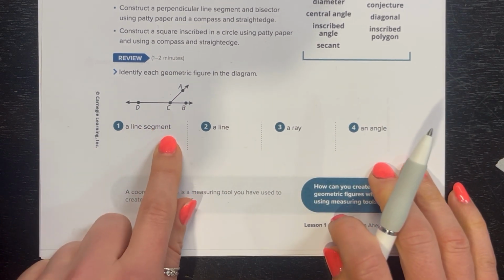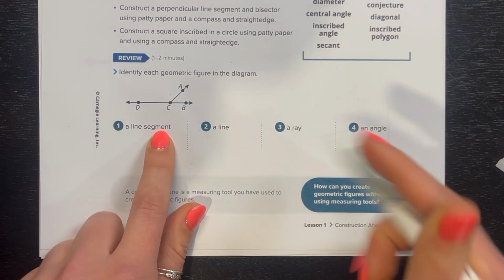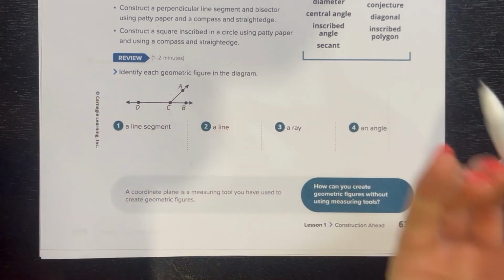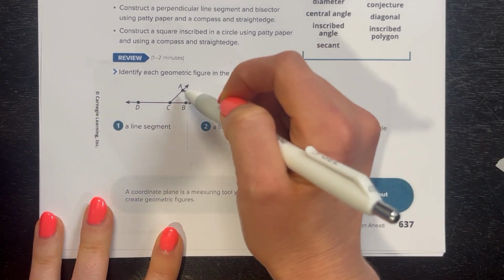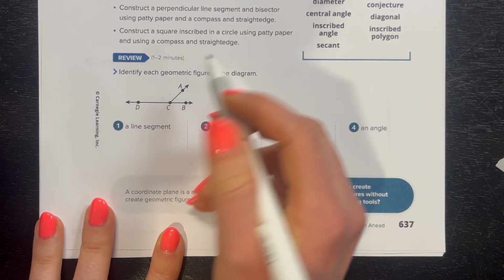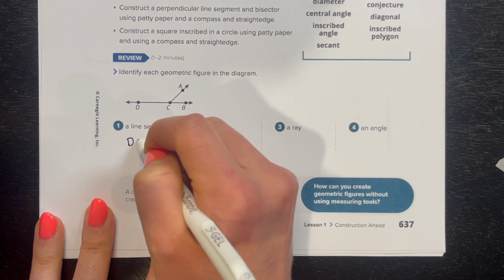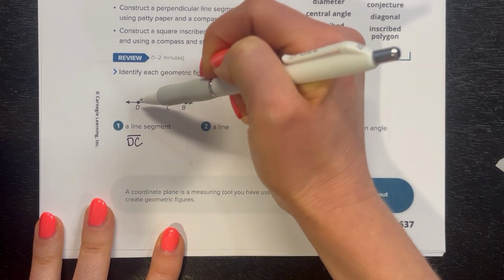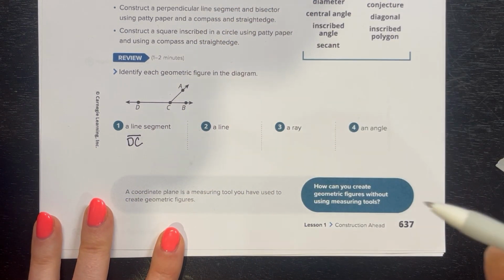So a line segment means a piece of a line. So maybe your line segment, you could say, can you see a piece of a line here? We're going to call DC a line segment. So the line between point D and point C.